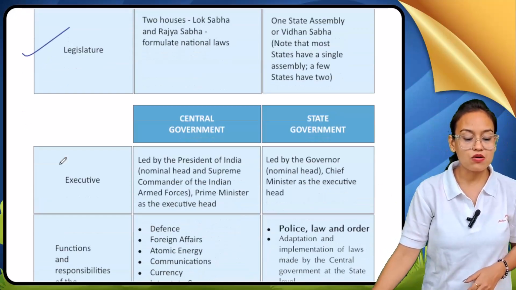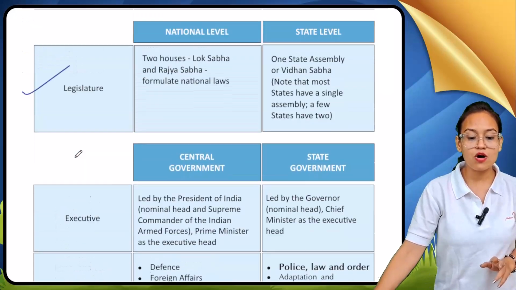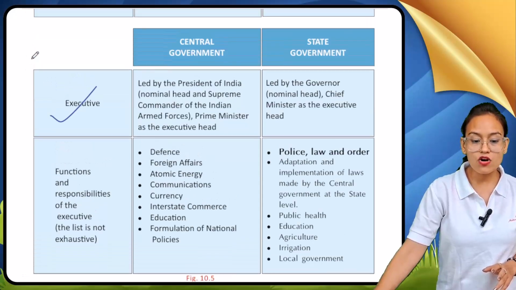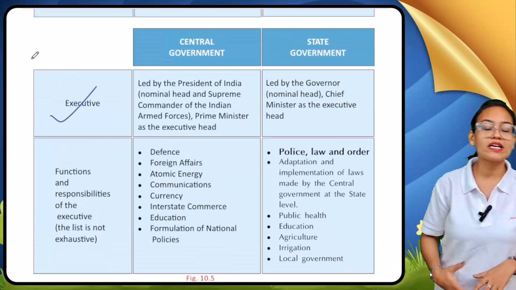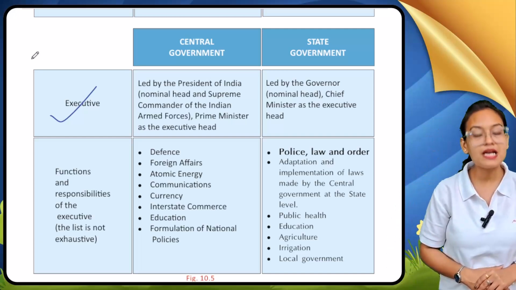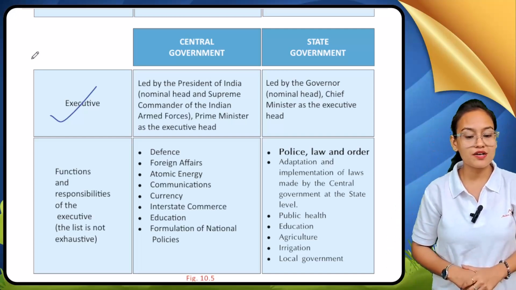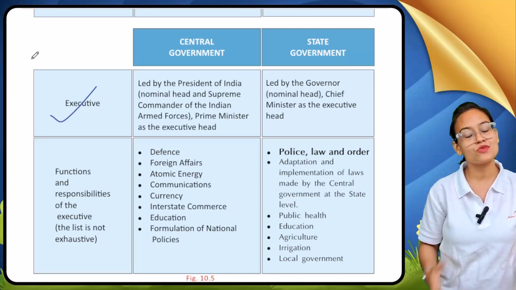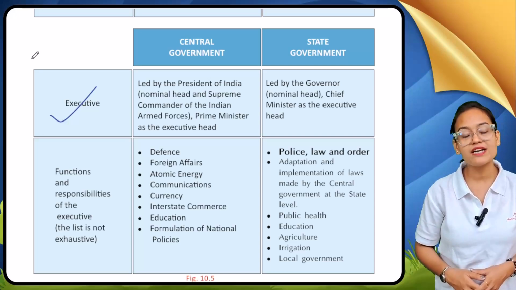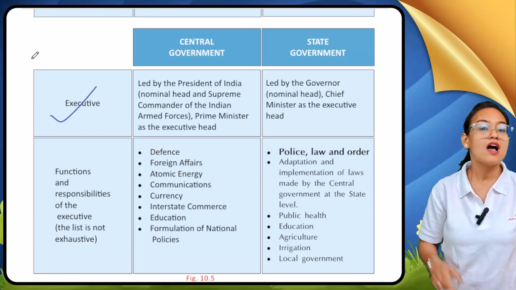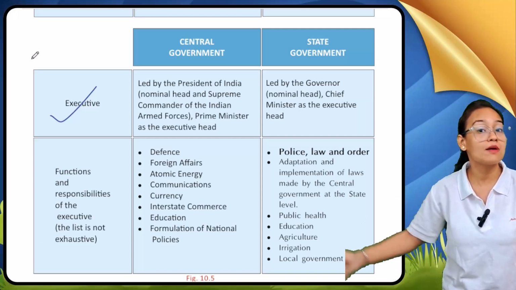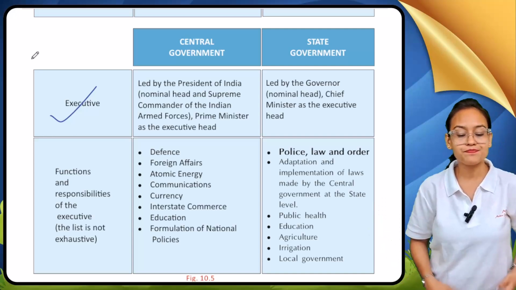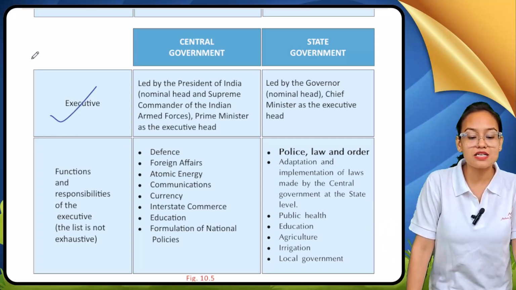Now, at the central government level, I'm talking about the executive. At the central government level, my dear students, the executive body is led by the President of India. The President of India is the first person of our country, India, and the Supreme Commander of the Indian Armed Forces. I hope you all know about this. The President is known as the first person of our country and head of all three armed forces: our Indian Army, Indian Navy, and Indian Air Force. The Prime Minister is the executive head.